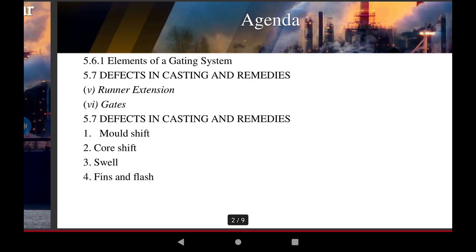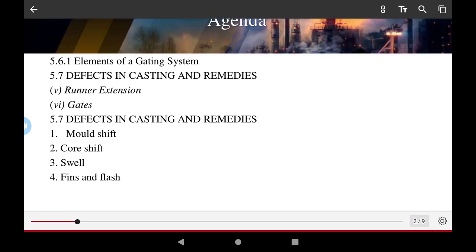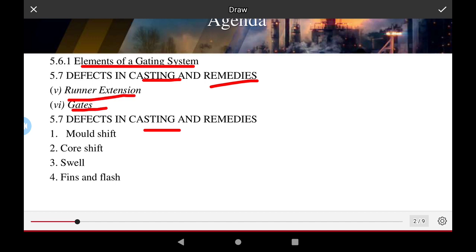The agenda for today: we present the gating system, some of the parts and elements of the gating system, the defects in the casting and remedies, runner extension, and the mold shift and core shift, also fins and flash.